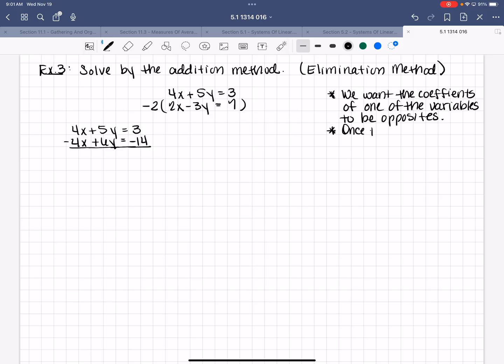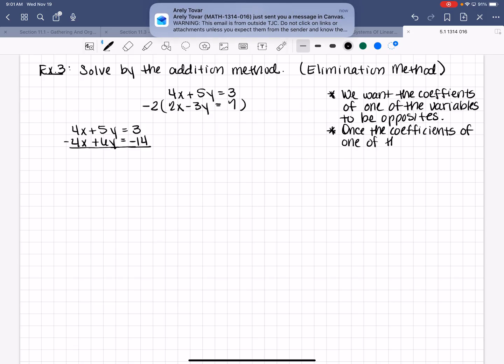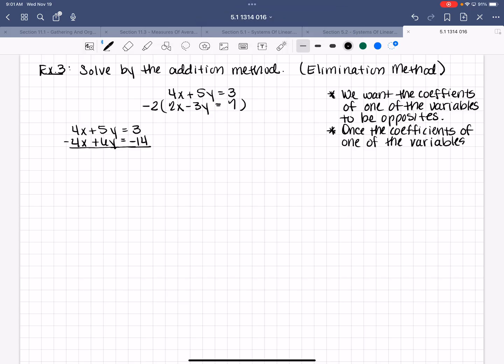Once the coefficients of one of the variables are opposites, add the equations together. Okay? All right, so I'm going to add them together.